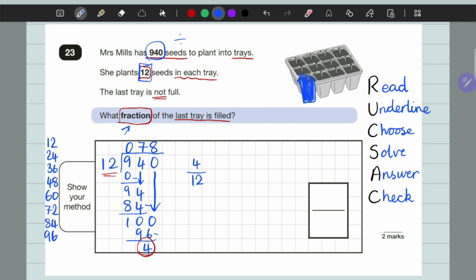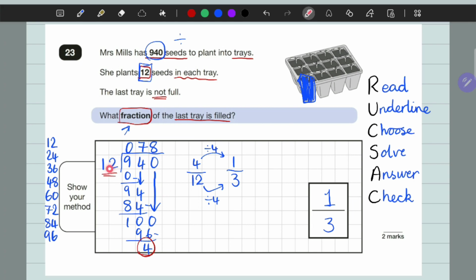Okay, I've got 4 inside a tray that would usually have 12. Now I can simplify this fraction because both 4 and 12 can be divided by 4, which would leave me with 1/3. So my final answer is 1/3. I'm just going to quickly check my answer here. I'm going to work backwards, and I've got 1/3. That was from 4 12ths. Yep, 4 is 1/3 of 12.